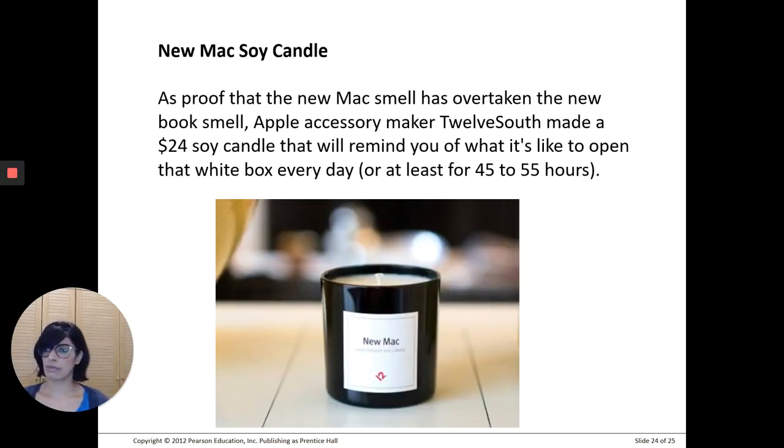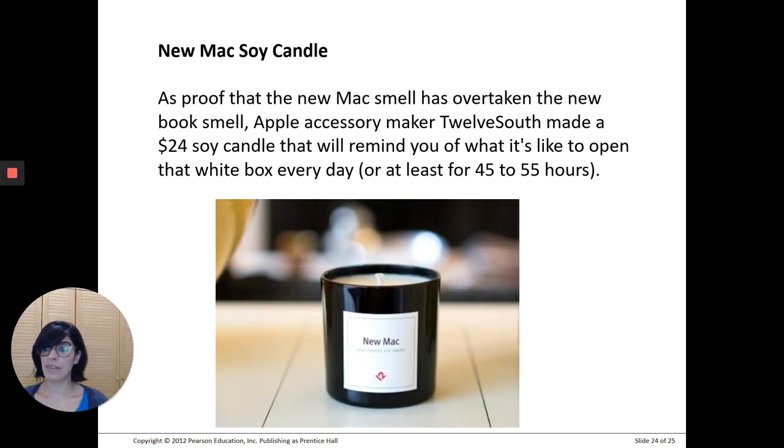A Mac Soy Candle. Okay, it's a Mac Soy Candle. There was some research done that said the smell of a new Mac laptop actually has overtaken the smell of a new book. And the accessory maker of Apple called 12 South made a candle that costs $24 that reminds you what it's like to open that white box of your new laptop every single day. And the candle lasts between 45 to 55 hours.